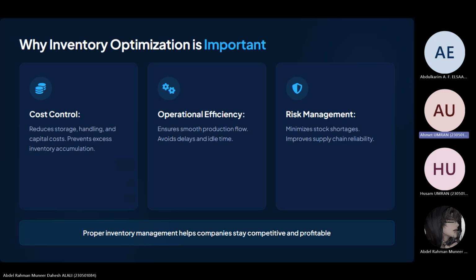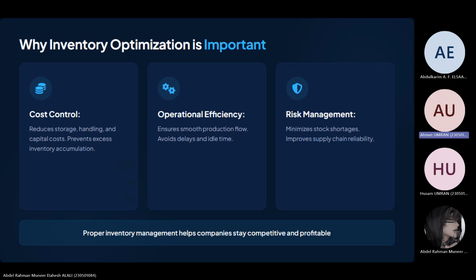First, it helps with cost control. Storing inventory is expensive. Companies have to pay for warehousing, handling, insurance, and sometimes even damage or spoilage. By optimizing inventory, companies can reduce these costs and avoid overstocking.